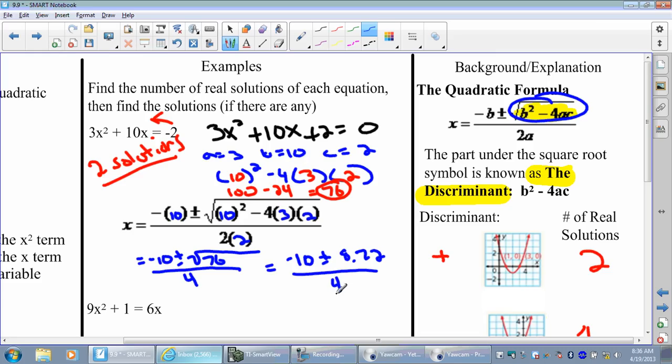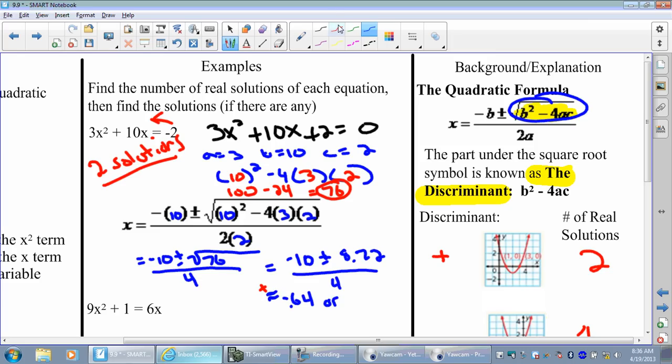Now, what does that mean we need to do? What does this plus or minus symbol really mean? Well, it means we really have two equations. First, we have to add it. So I'm going to take negative 10, and I'm going to add 8.72. And then to that answer, I'm going to divide by 4. So the answer I get when I'm using the plus symbol is negative 0.64 approximately. All right, so approximately, let's make that a squiggly equal sign.